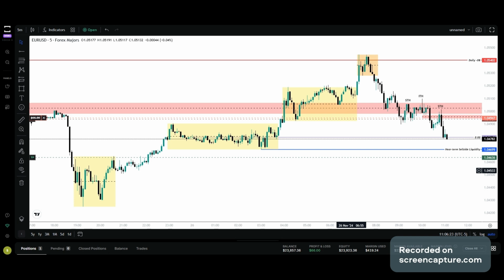So that, let's see, we got this. I like for this to be a breakaway gap. This 15-minute sell side imbalance, buy side inefficiency.